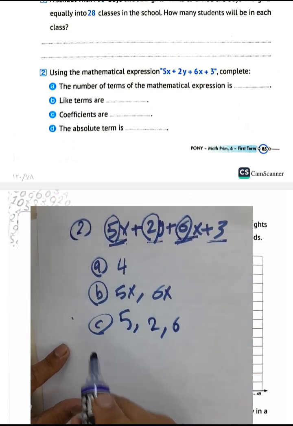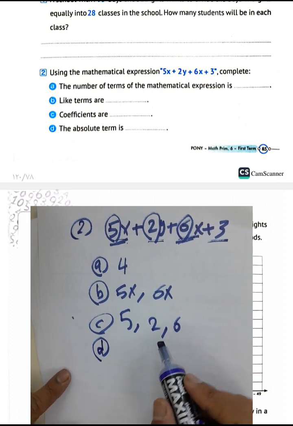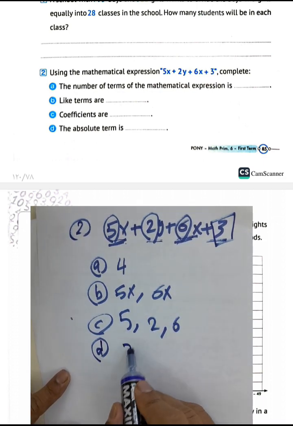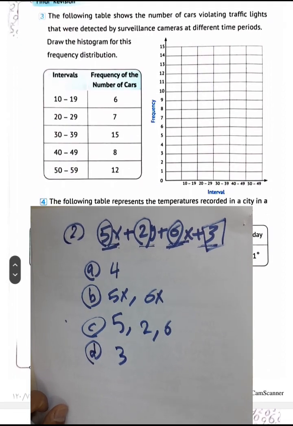Okay, question letter D, the absolute term. The absolute term here will be the constant 3. It's the absolute term. It's very easy to draw. First interval to 6 and second interval to 7 and so on.